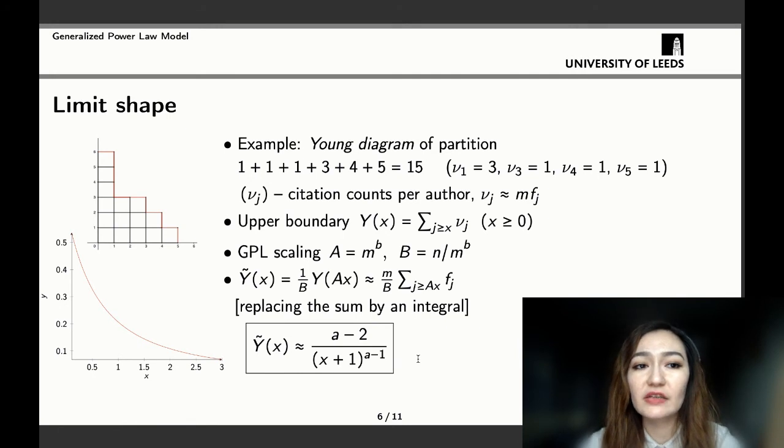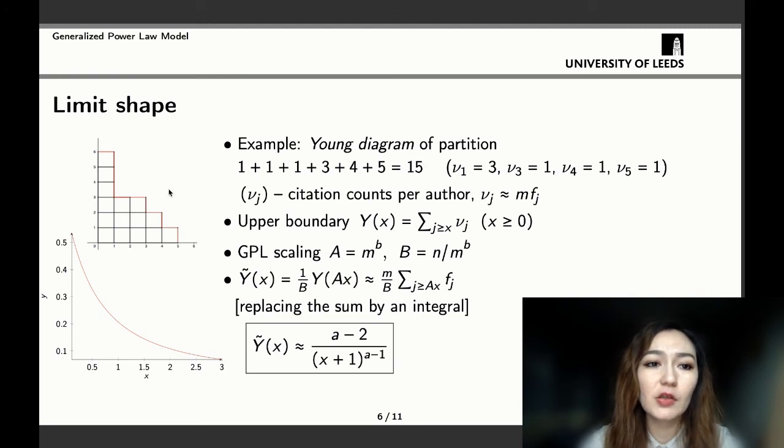First, let's look at the integer partitions of 15. 15 can be written as 1 plus 1 plus 1 plus 3 plus 4 plus 5. And the left plot with blocks, which we call a Young diagram, shows this partition of 15. From the top, it is 1, 1, 1, 3, 4, 5.